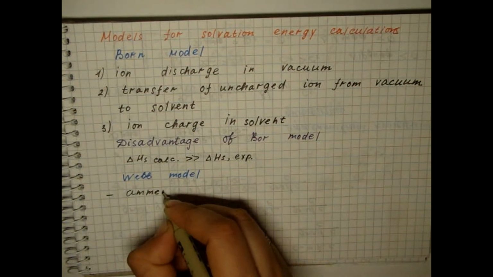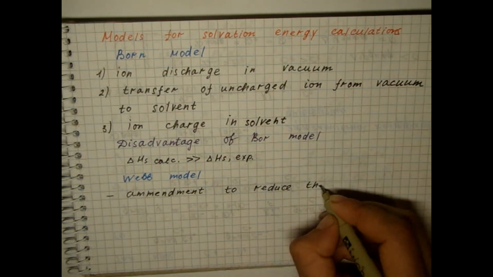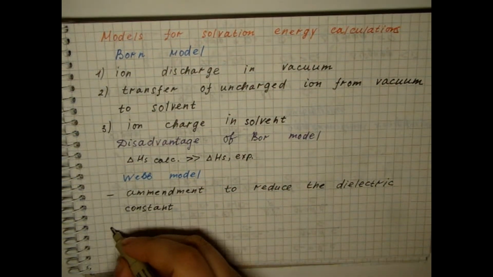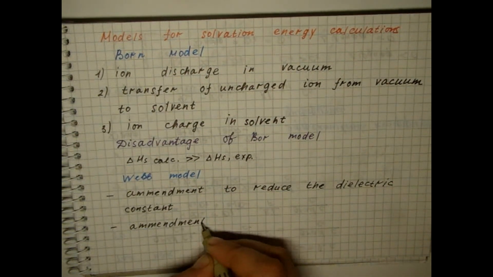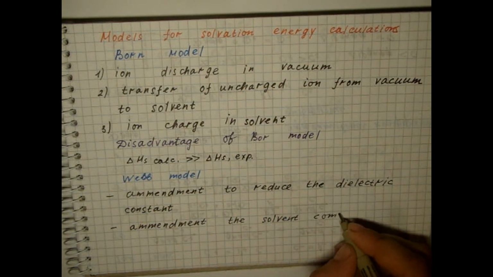Amendment to reduce the dielectric constant of the solvent near the ion. This is due to the stricter orientation of the dipoles in the ion field. And amendment for the solvent compression work when electrolyte is added to it, the so-called electrostriction effect.